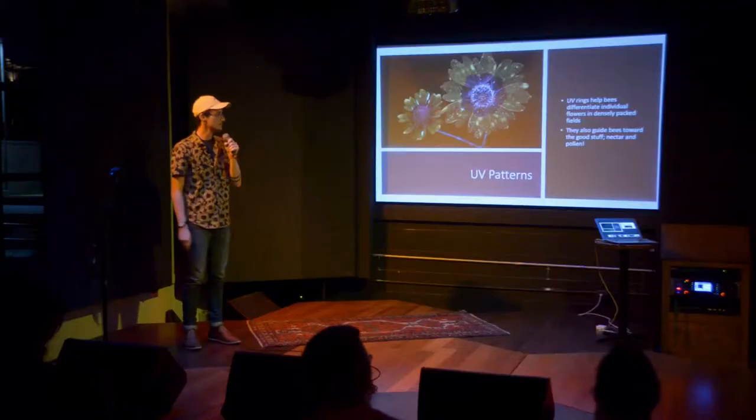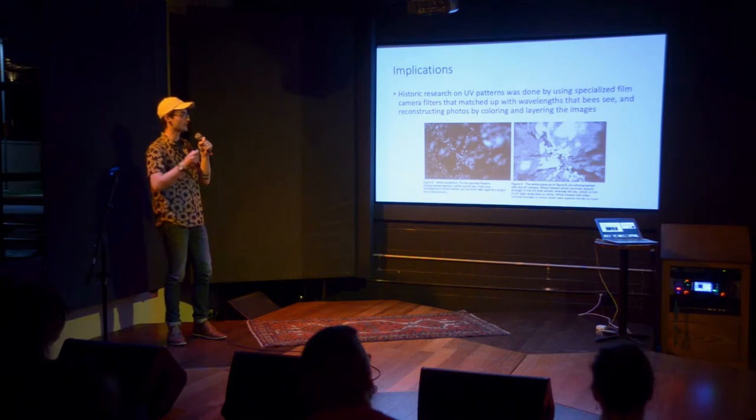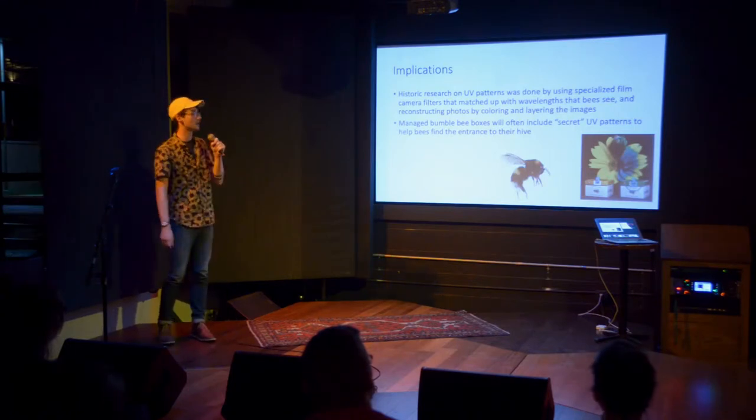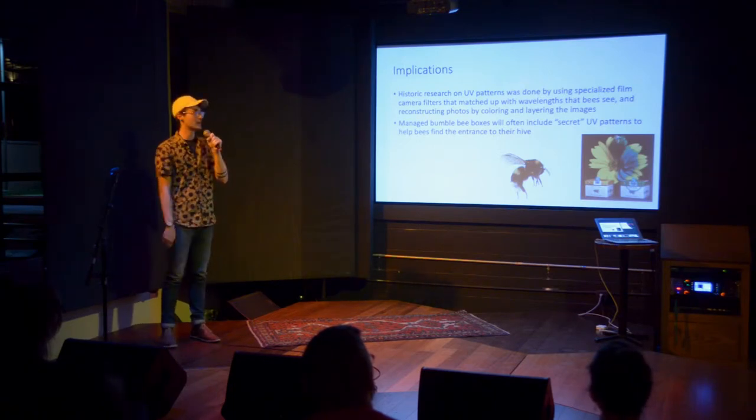People have hypothesized about why this happens. Most people think that it's probably a combination of the fact that it helps bees differentiate flowers in a really dense field of just a single kind of flower, and that it helps bees find the parts that they really care about, the nectar and the pollen. There's a whole bunch of really cool research. This started in the 70s or 80s when people were taking specialized filters for film cameras and trying to layer and reconstruct what a bee would see based on these flowers. And even nowadays, when you have a whole bunch of tomatoes that you need pollinated and you buy a box of bumblebees, they have special secret UV patterns on the nest entrance to help your bees find where their hive is.